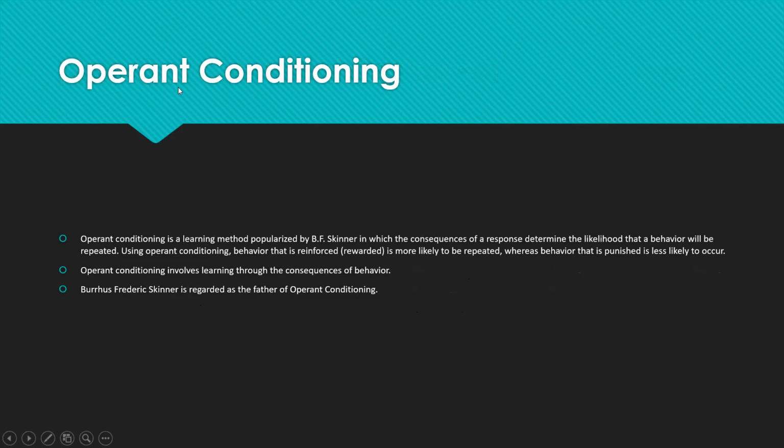Now let's go into operant conditioning. Operant conditioning is a learning method popularized by B.F. Skinner, in which the consequences of a response determine the likelihood that a behavior will be repeated. Using operant conditioning, behavior that is reinforced, that is rewarded, is more likely to be repeated, whereas behavior that is punished is less likely to occur. Operant conditioning involves learning through the consequences of behavior. B.F. Skinner is regarded as the father of operant conditioning. I'm not going to pronounce his full name. That's way too tough.